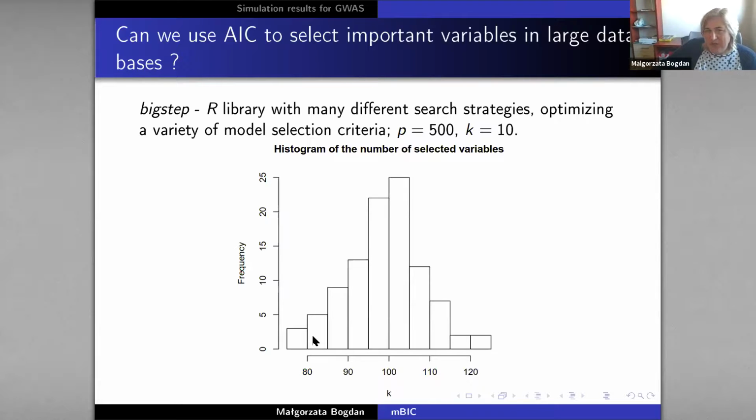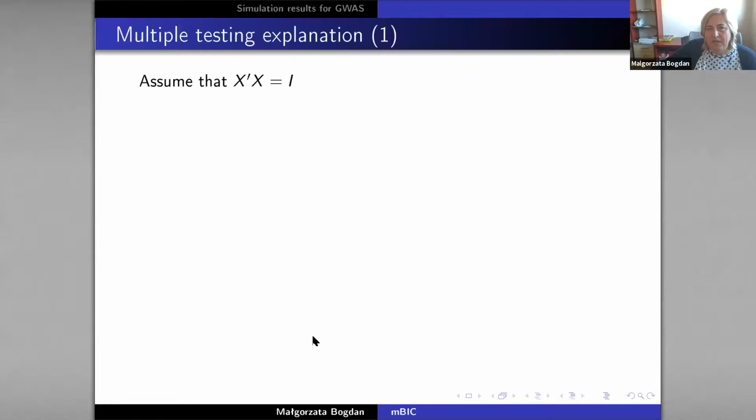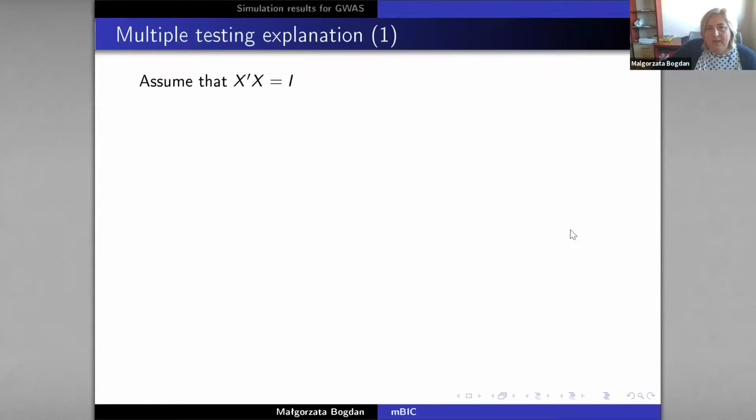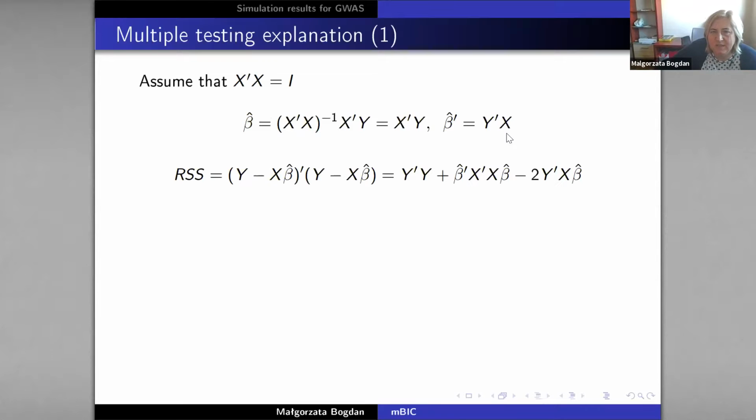And now let me try to explain it, and you will find the relation between this and multiple testing, okay? I'm going to explain it on a very artificial example, which is the simplest. This is the easiest situation for Akaike and for any criterion. And this easiest situation is such that the X matrix is orthogonal. So X prime X is identity. Okay, so this is an artificial example. Now when I calculate my estimator beta hat, it is simply Y transpose X. So this is like the product of YX.